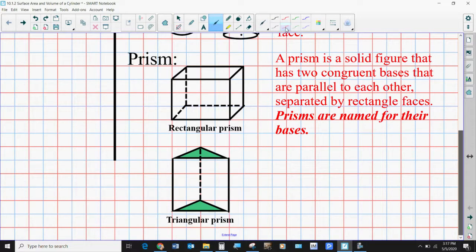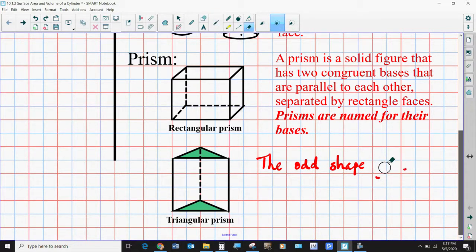I'm going to write this down. The odd shape, and by odd shape, I mean the one shape that is not a rectangle on the prism, let's just say is the base. Okay, so there's the odd shape. It's not a rectangle. It'll have a congruent parallel base on the opposite side of it. And there will be rectangles connecting those.